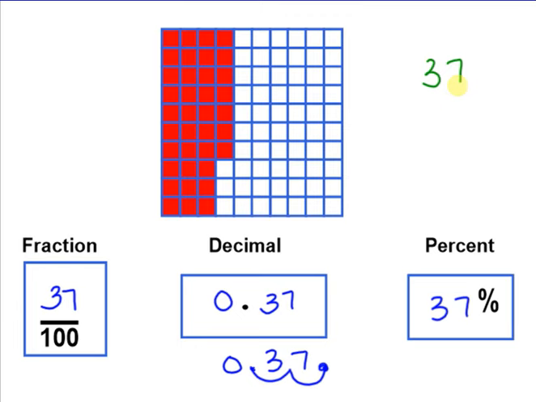If I gave you 37%, how do you make it a decimal? Move it 2 spots to the left and you have 0.37. Okay?